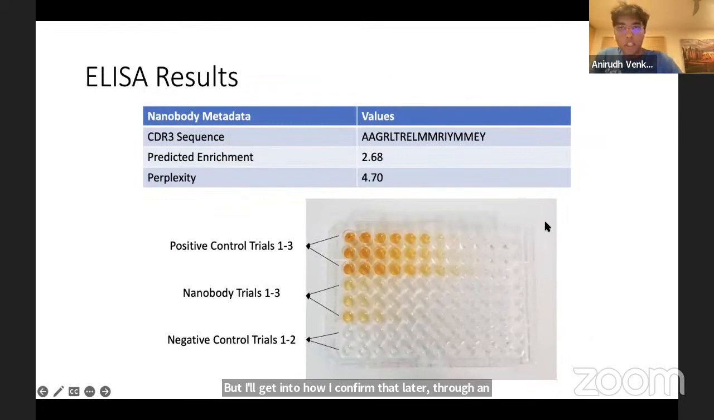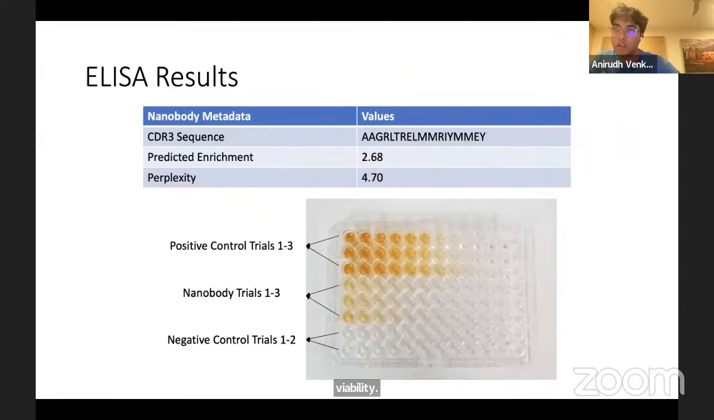Yeah, so what I actually did was I took one of the CDR3 sequences that I had optimized from the optimization pipeline. So it had a much higher predicted enrichment, and its perplexity, or the confidence in its biological viability from the graph neural network, was very low, which indicates that it would more likely be a biologically viable sequence.